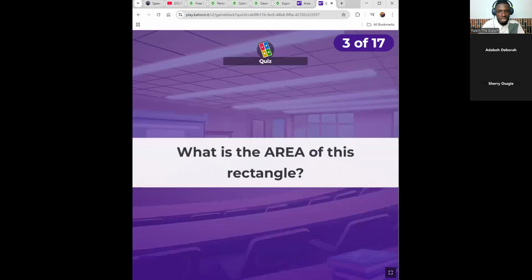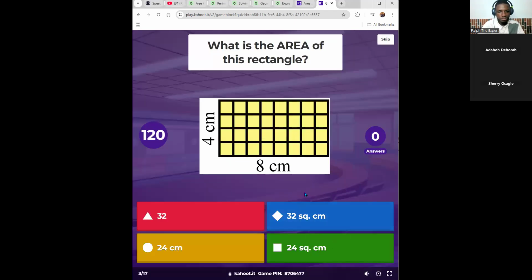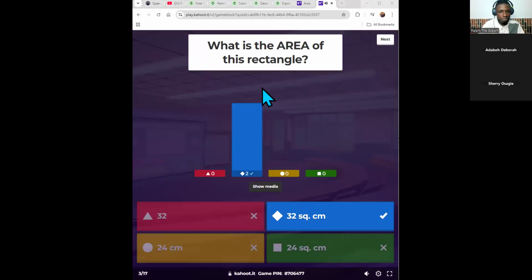The next one we have, what's the area of this rectangle? You have the length there and the breadth. So you have to pick one for the area. All right.